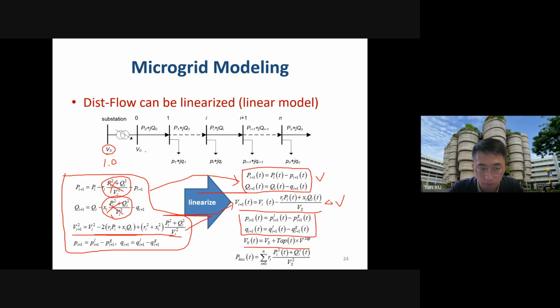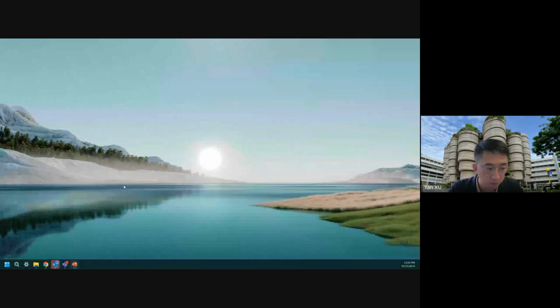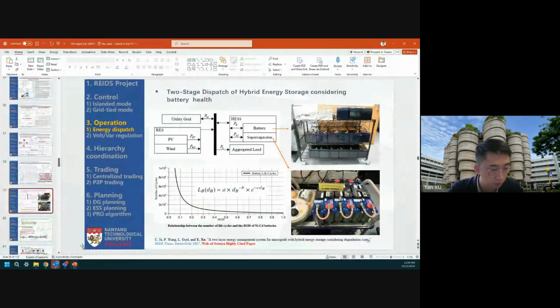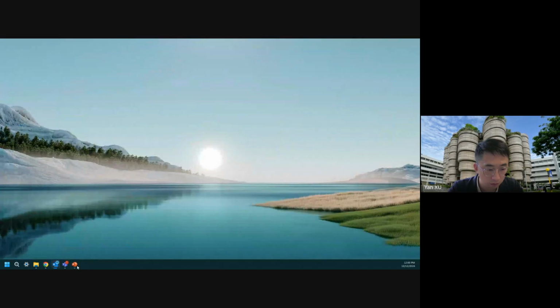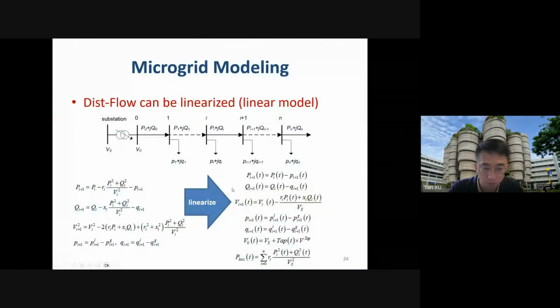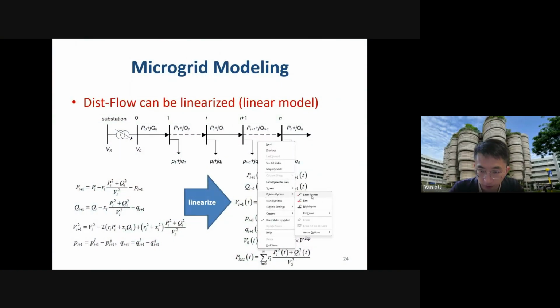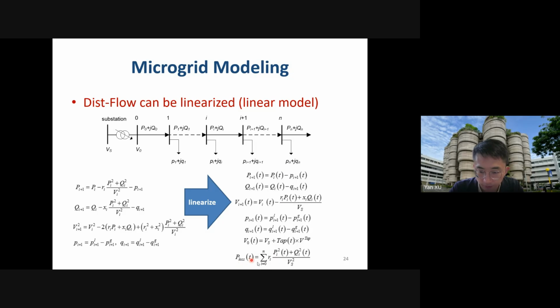And for the voltage, if we have the tap change ratio, defined by tap, you can see this is also linear. And last but not least, since we have ignored the power loss during the calculation, we have to recalculate the power loss in the end. So you can see we still calculate the power loss using the calculated PI and QI as well as the Vs. In such a way, the original nonlinear non-convex model becomes a linear and convex model, right?